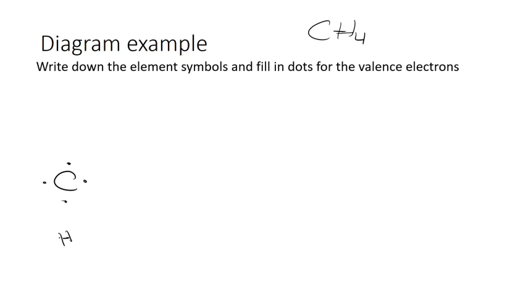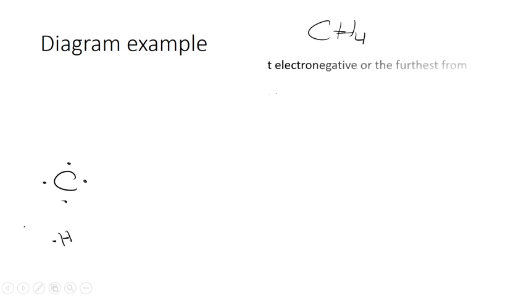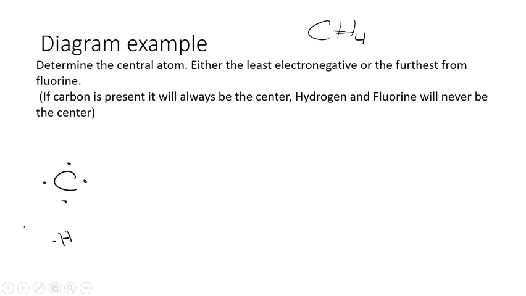H is in column 1A. It has 1 valence electron. Great, first step done. Now we're going to determine the central atom: the least electronegative, or furthest from fluorine. So here's the deal. Hydrogen is further from fluorine. However, there are 2 rules: if carbon is present, it's always going to be the center, and hydrogen and fluorine will never be the center.